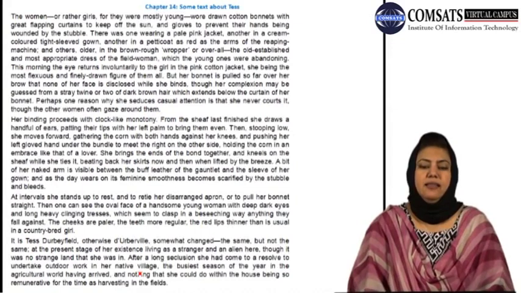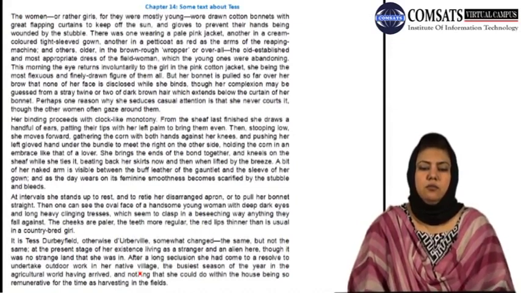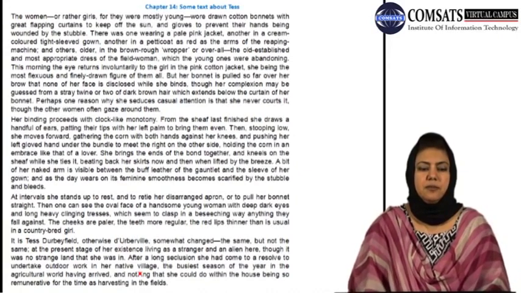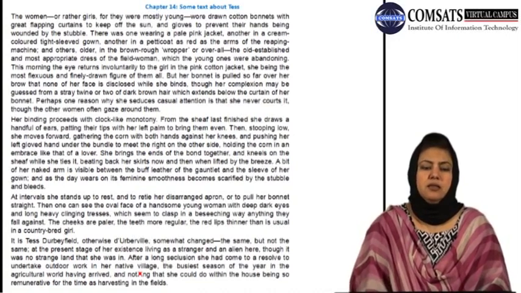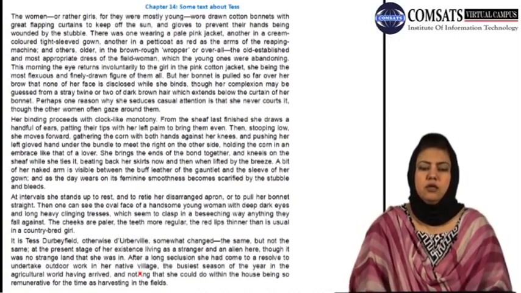Well, here is quite a lengthy extract from the text, a part about Tess as she works in the fields. "The women, or rather girls, for they were mostly young, wore drawn cotton bonnets with great flapping curtains to keep off the sun, and gloves to prevent their hands being wounded by the stubble.